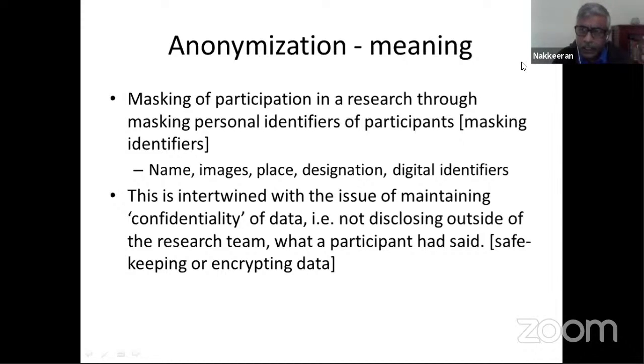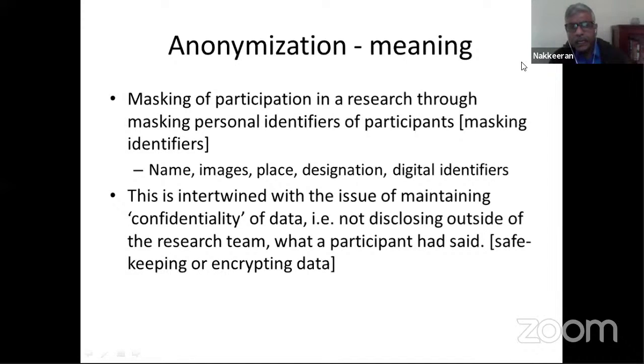So how do we understand the process of anonymization? How do we engage in anonymizing data? What is the importance of that? And what are the problems of anonymization also, given the fact that research is so varied? So what do we mean by anonymization? Masking of participation in the research through masking personal identifiers of participants. To put it in simple terms, this is what we call anonymization. Basically, masking of identifiers.